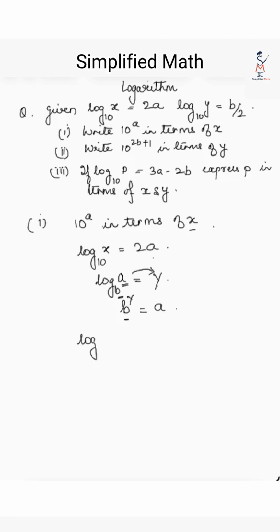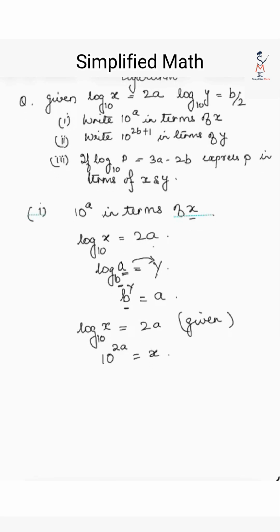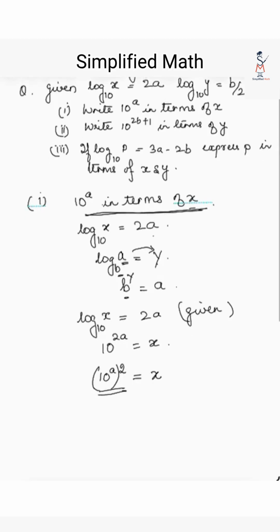So log x to the base 10 is equal to 2a, which is given to us. Now this we will change into exponential form. This will become 10 raised to the power 2a is equal to x. And now we have to concentrate on 10 raised to the power a. That means this can be written as 10 raised to the power a, whole to the power 2, is equal to x. 10 raised to the power 2a can be written like this.